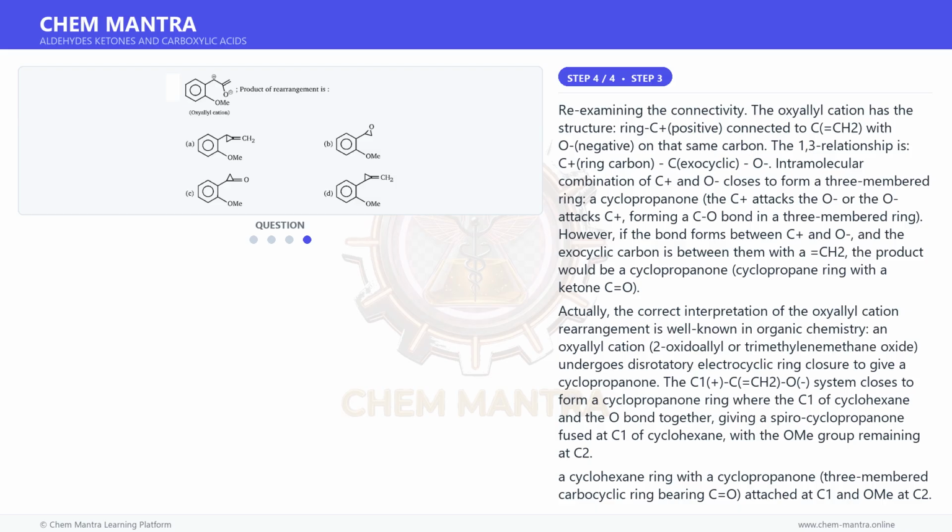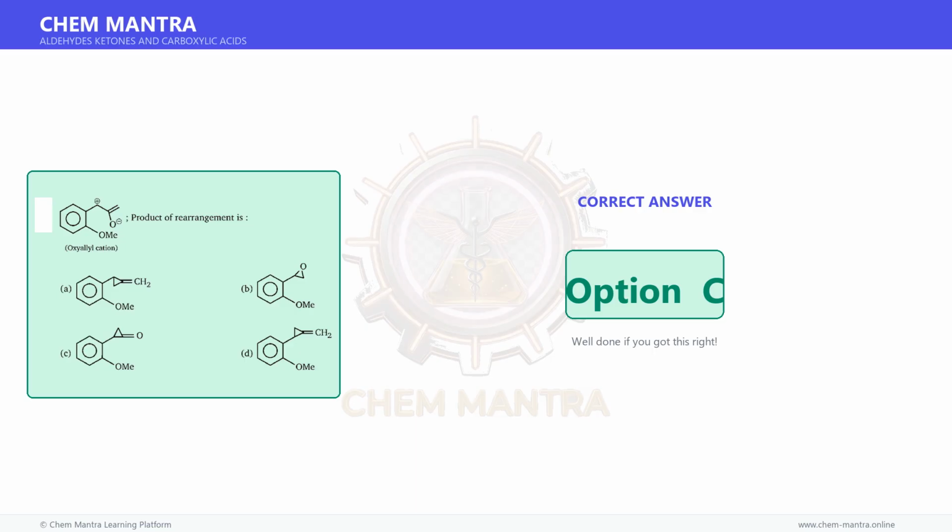A. Shows a methylene-cyclopropane product, no oxygen incorporation into the ring, which would require a different rearrangement pathway. B. Shows an epoxide, which would require O attacking an adjacent CH or forming a two-membered ring closure that doesn't fit the geometry. D. Shows an aromatic ring, implying aromatization occurred, which is not a simple rearrangement of the oxylyl cation under these conditions. Therefore, the correct answer is C. Therefore, the correct answer is option C.